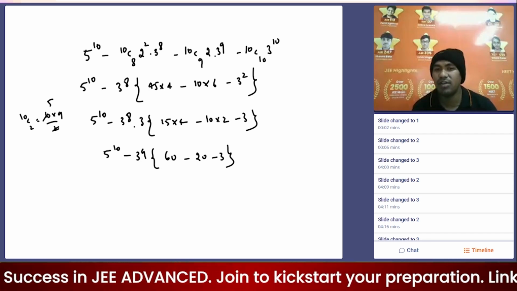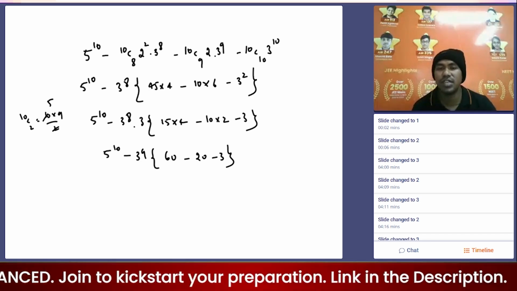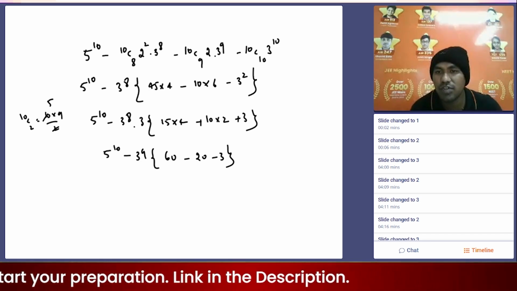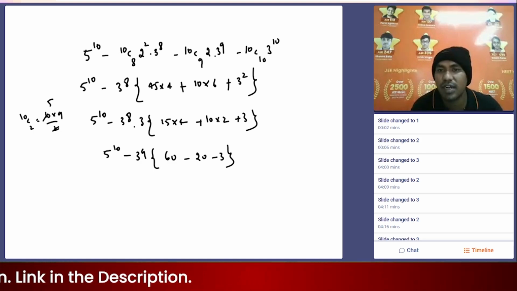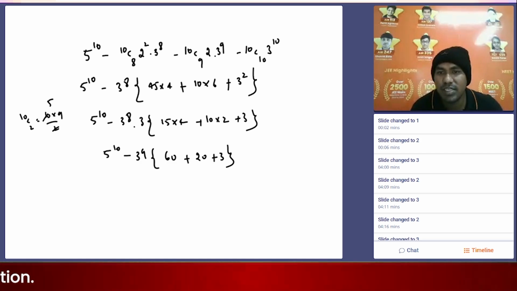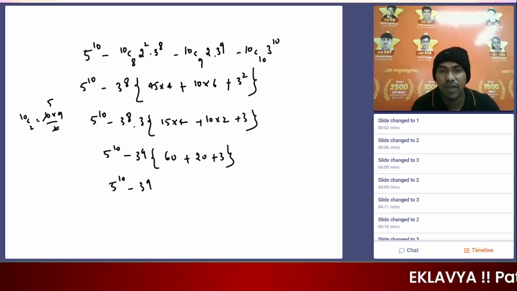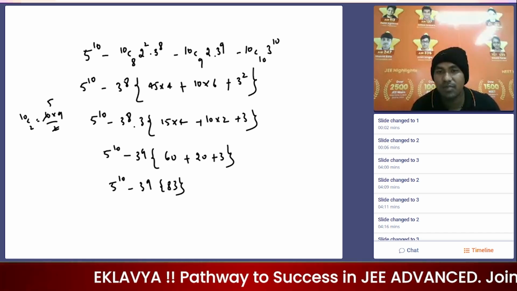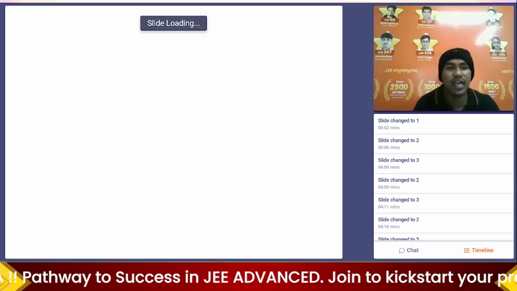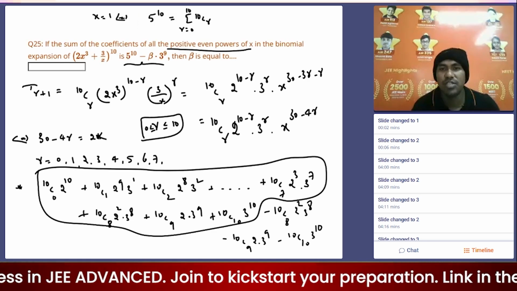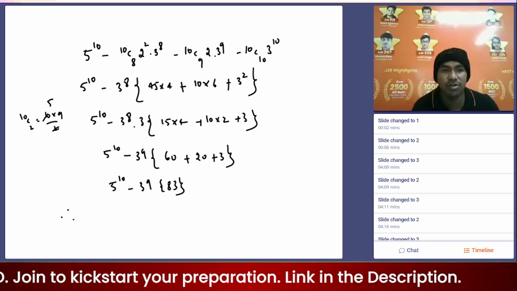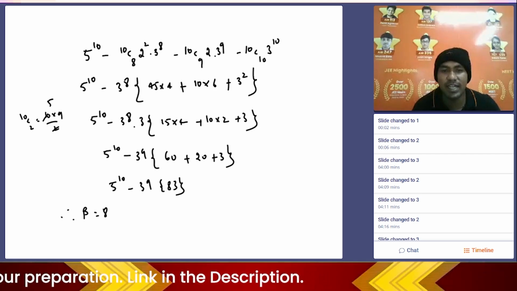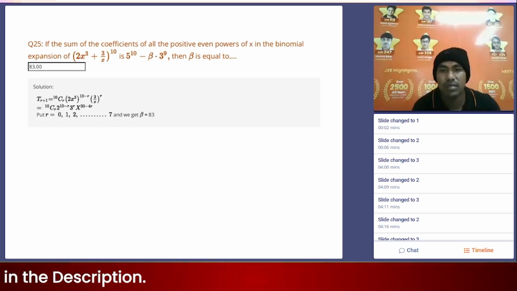This is our beta value. Sorry, this is positive only because I have taken negative common, right? So 60 plus 20 plus 3. That will become 5^10 minus 3^9 times 83. What is our beta value now? Because they are asking beta value only, right? Yes, that's very good. Beta is equal to 83. Done? Yes. We have completed.